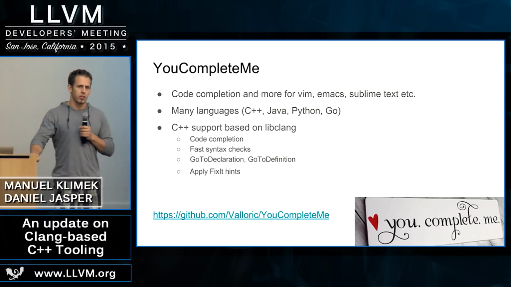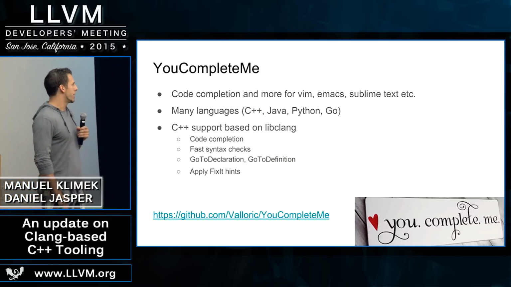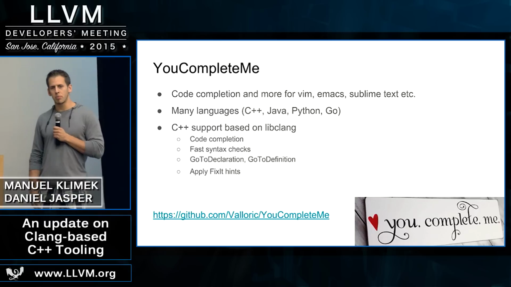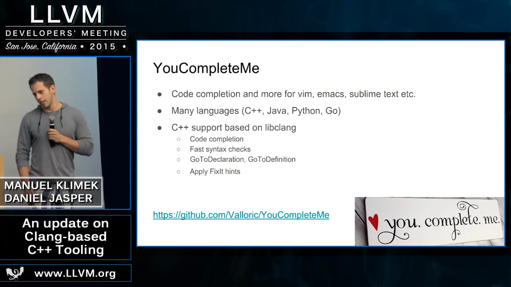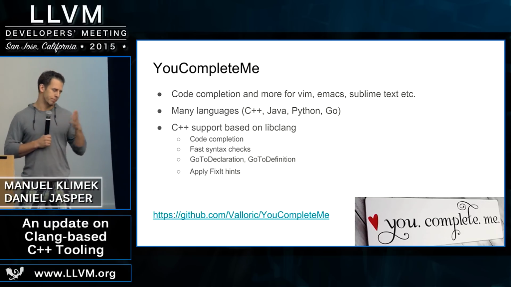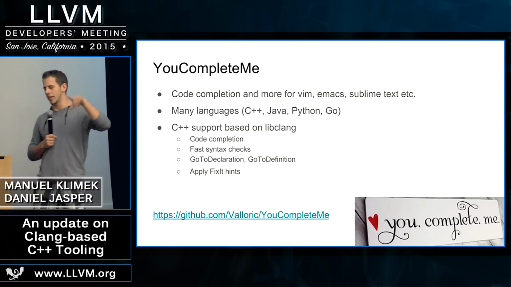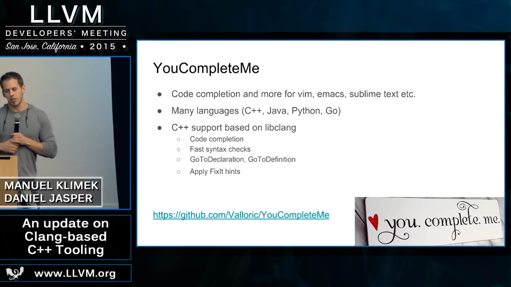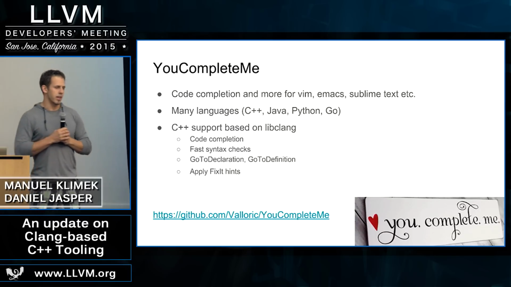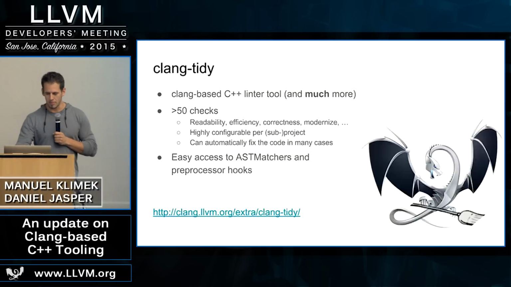Then somebody else has written YouCompleteMe, which basically does all the editor services. It started out as just a code completion tool based on libclang. It can do much, much more now. It has a fast syntax check, so if you misspell something, within a very short time you get it underlined in Vim. You can go to declarations and definitions. And as of recently, you can also apply fixit hints, hopefully in the demo, if Manuel messes up typing.